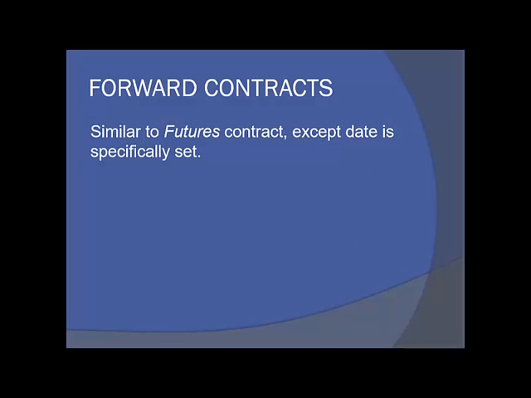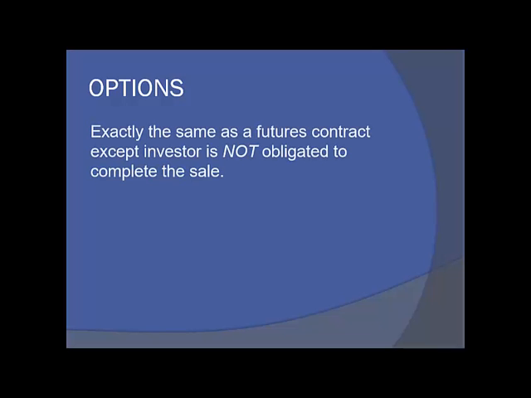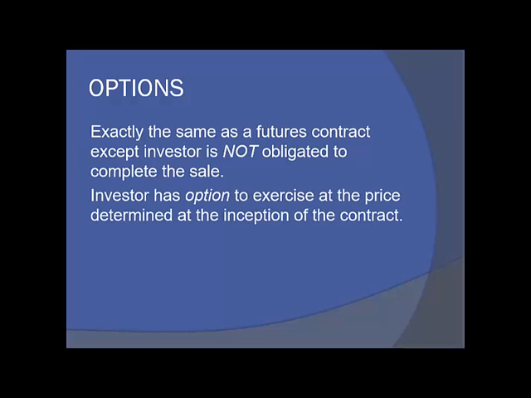Forward contracts are similar to a futures contract, except the date is specifically set. Now, what about options? It's exactly the same as a futures contract, except the investor is not obligated to complete the sale. It's an option. The investor has the option to exercise at the price determined at the inception of the contract.